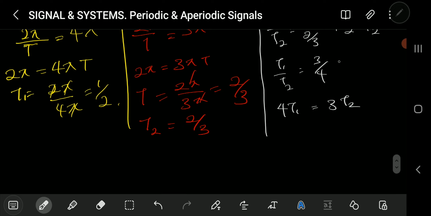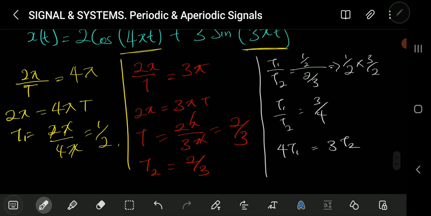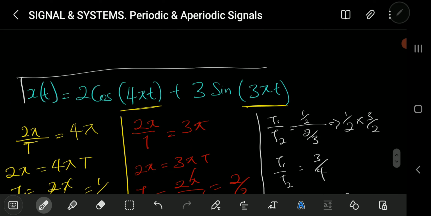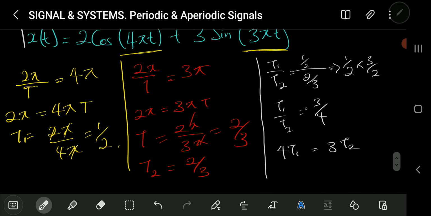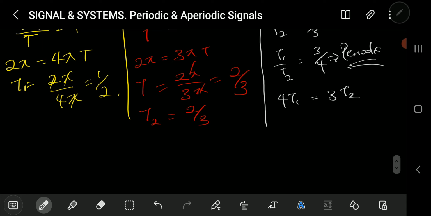Now, alright, so at this point, remember we are calculating for the period. But at this point, you can be asked whether, for this particular signal, it is periodic or aperiodic. Once you have t1 over t2 and you are having a rational number, you can conclude at this point that the signal is periodic. Exactly. But you may want to go further to calculate the period, which we call the fundamental period.